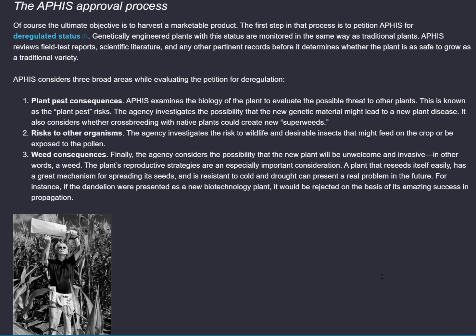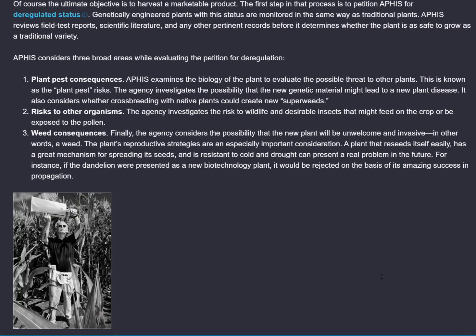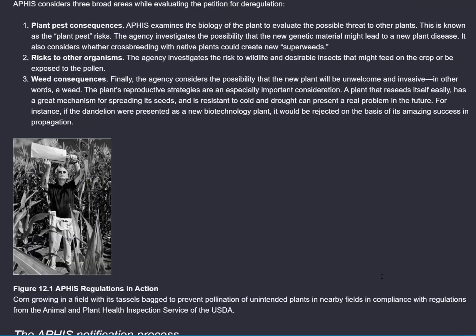The APHIS approval process. Of course, the ultimate objective is to harvest a marketable product. The first step in that process is to petition APHIS for deregulated status. Genetically engineered plants with this status are monitored in the same way as traditional plants. APHIS reviews field test reports, scientific literature, and any other pertinent records before it determines whether the plant is as safe to grow as a traditional variety.